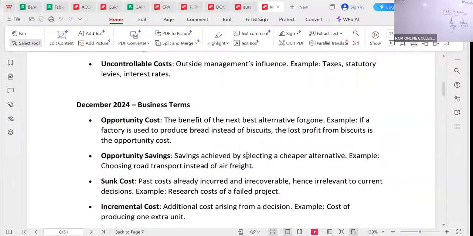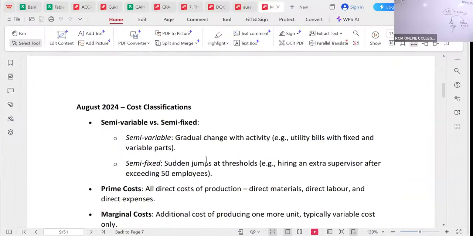Incremental costs, these are additional costs arising from what here? A decision. Example, cost of producing one extra what here? Unit. Please listen here. So you see, for example, we are making some product, these pens. If you produce 10 pens, and the total cost is say 1,000, and then you produce 11, and the total cost is, for example, 1050. The 50 here is what you're calling an incremental cost, that additional cost incurred because you produced an extra unit.